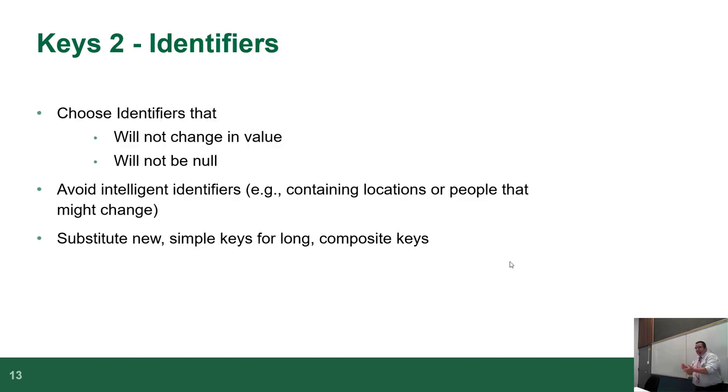Continuing on with identifiers. When you're choosing your candidate keys, also known as identifying keys, also known as prime keys, they all become primary keys at some point. You want to choose things that will not change in value.